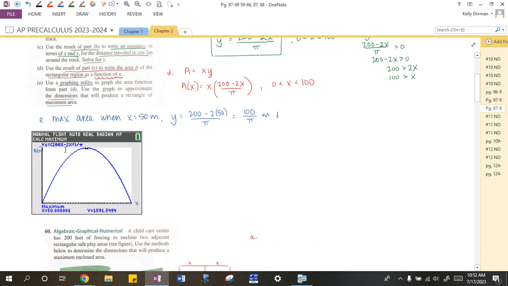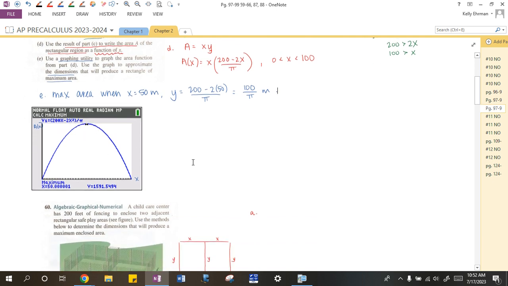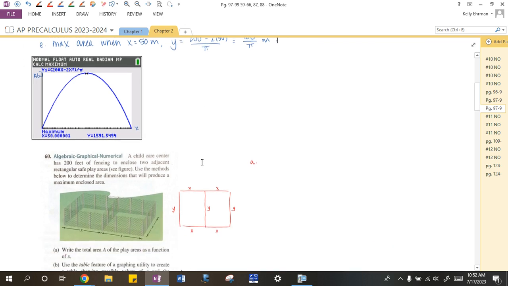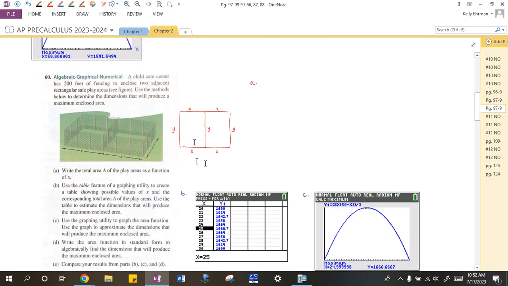Oh, and here's a screenshot of what I typed in. Okay, for the next problem, a child care center has 200 feet of fencing. Fencing is always perimeter. To enclose 2 adjacent rectangular safe play areas. See the figure. I drew the figure again, just sort of bird's eye view. There are 3 of these y dimensions and 4 of these x dimensions, the way that they labeled it.